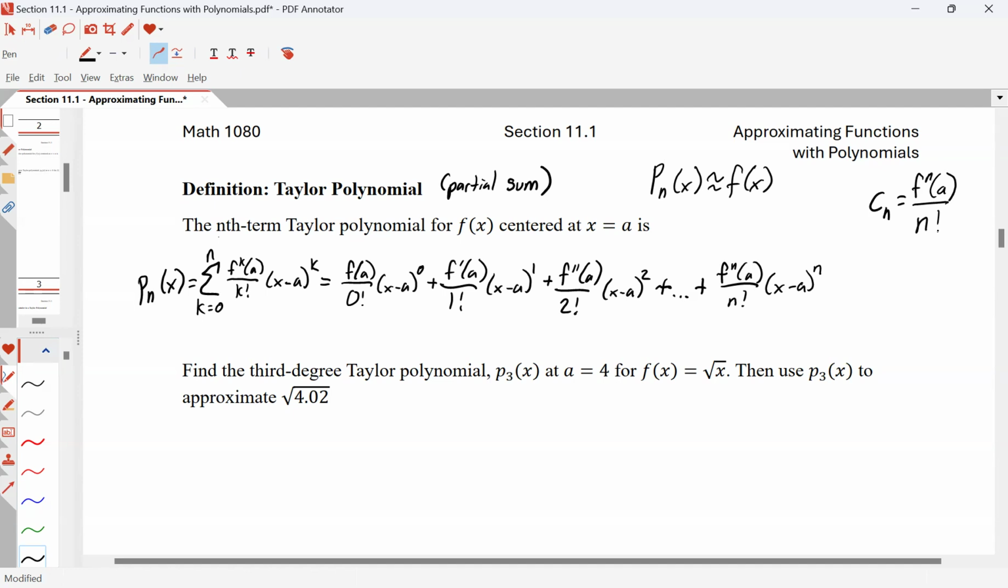And so we're going to use this on this example of finding the third degree Taylor polynomial p sub 3 of x at a equals 4 for f of x equaling the square root of x. So the third degree Taylor polynomial is this polynomial going up to the third term. The first term isn't written here, but it will be f of a over 0 factorial times x minus a to the 0, which, remember, 0 factorial is 1 and x minus a to the 0 is also 1.